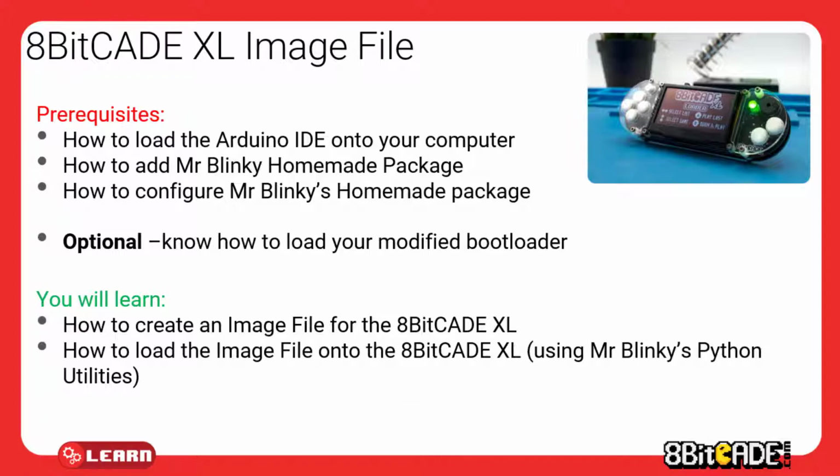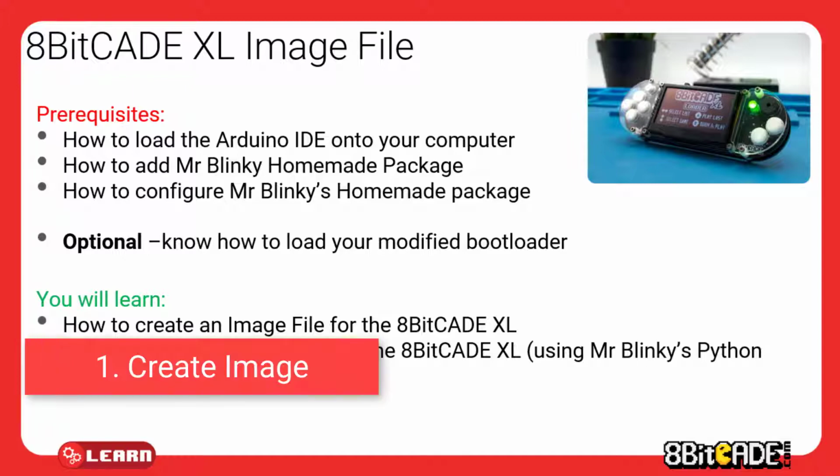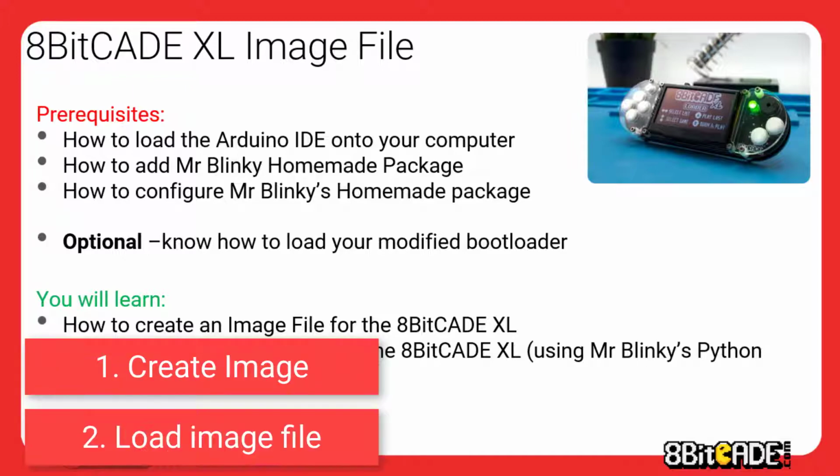Now we achieve this by using Mr. Blinky's Python utilities. So this video is generally broken up into two main parts. The first part is how to create the image file for the 8BitCADE Excel, and the second section is how to load that image file onto the 8BitCADE Excel using Mr. Blinky's Python utilities.